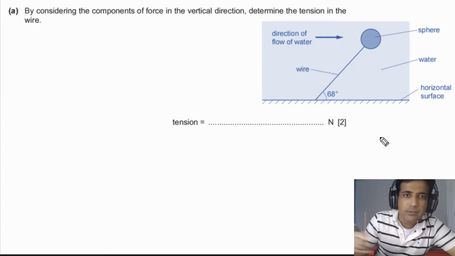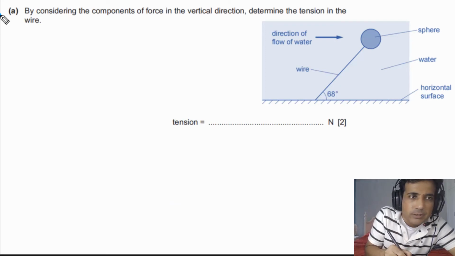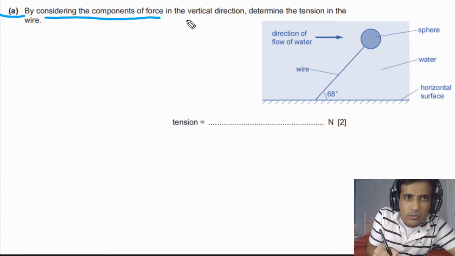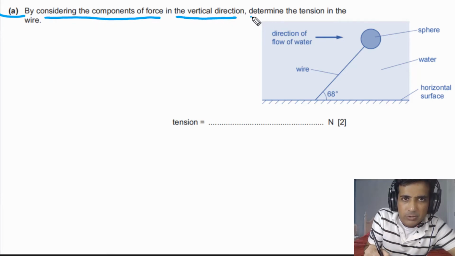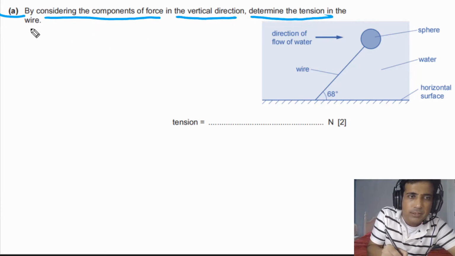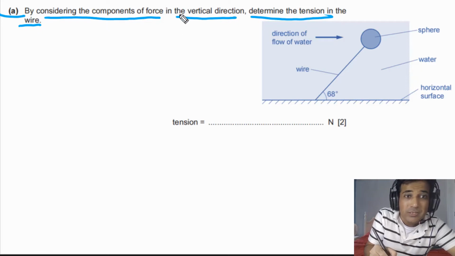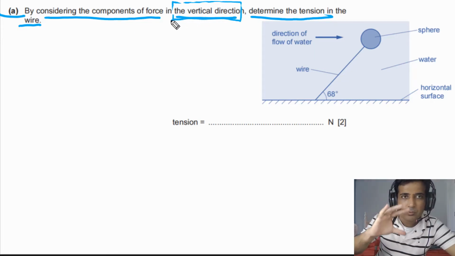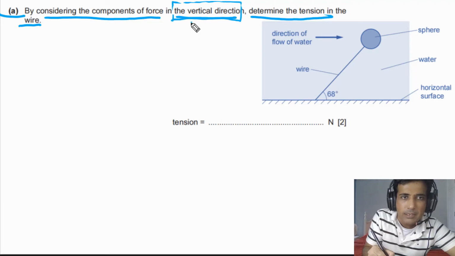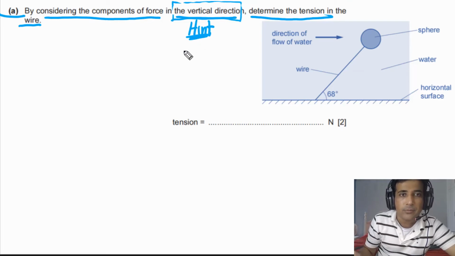If you look at the second slide, you can see question is asking us for part A, we need to consider the components of the force in the vertical direction and we need to determine the tension in the wire. So this is the hint. Question is telling us we need to consider vertical direction. So it means you have to resolve forces in vertical direction. So this is kind of hint given to you. If you see any hint given in the question, follow that and that will make your life easier.